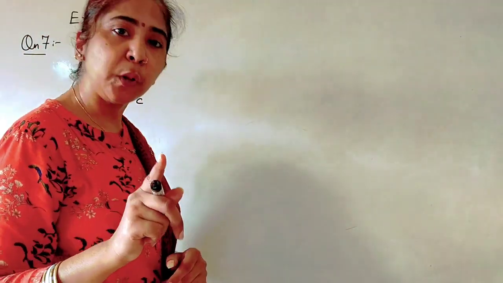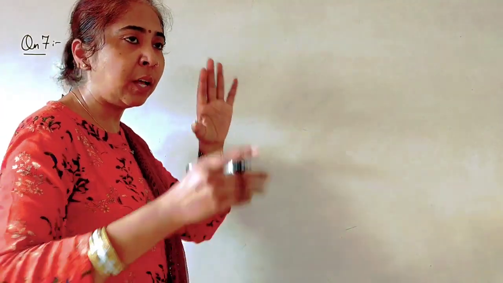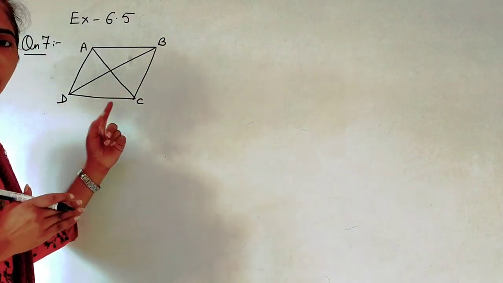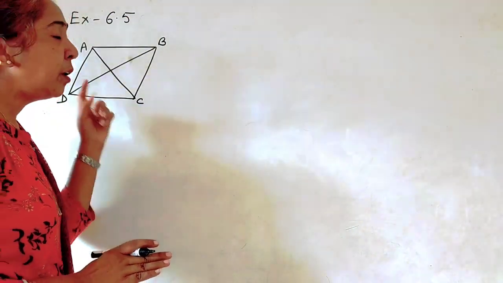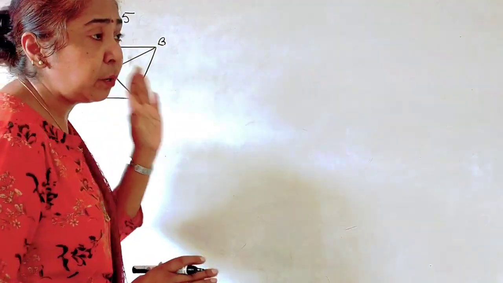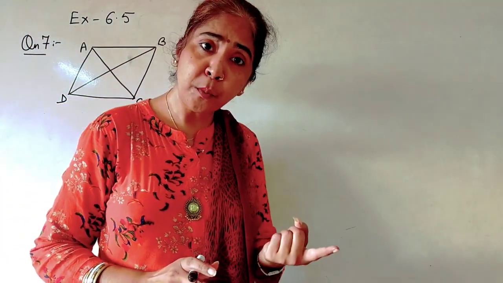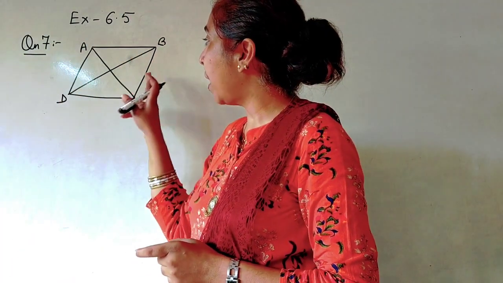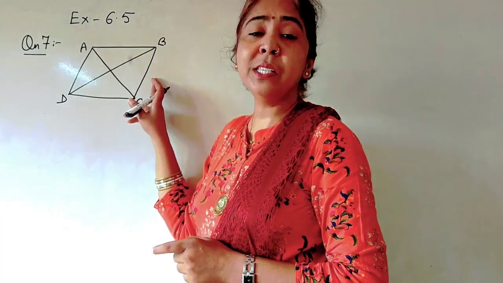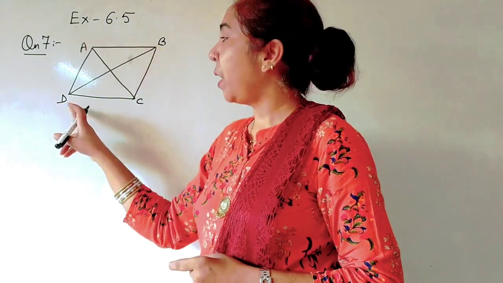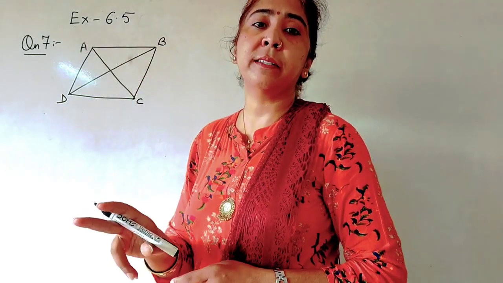90 degree. Okay, so this is all about the rhombus. Now come to the question. In the given question, ABCD is a rhombus. I have given the name myself. Otherwise, in the question it is given that in a rhombus you have to prove that the sum of the squares of all four sides is equal to the sum of the squares of its diagonals.